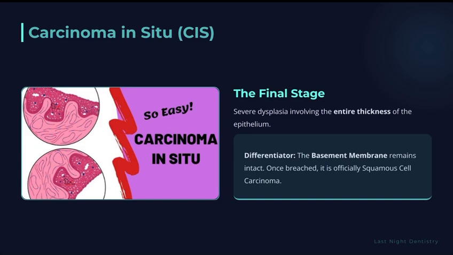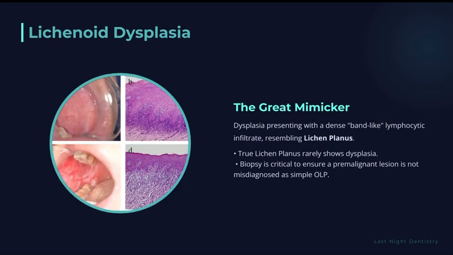Now, coming to carcinoma in situ, one of the most important viva questions. Carcinoma in situ is the most severe stage of epithelial dysplasia. The entire thickness of epithelium becomes dysplastic, but the basement membrane is still intact. This is the key point. No invasion into connective tissue has occurred yet, but once the dysplastic cells breach the basement membrane, it becomes invasive squamous cell carcinoma, and now metastasis becomes possible.